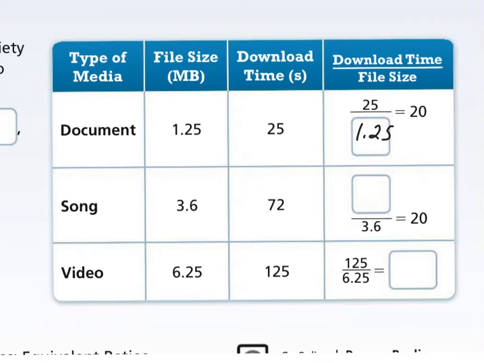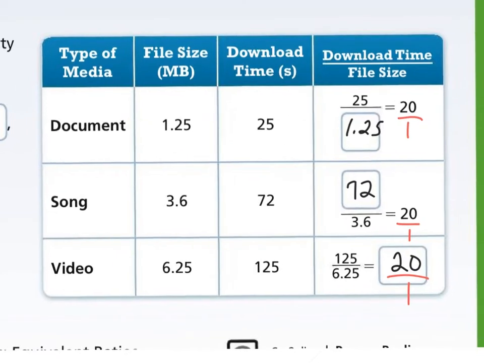We'll trust them on that. The song, 72 seconds for 3.6 megabytes. So 72 divided by 3.6, again they're saying is equal to 20. And the video is 125 seconds for 6.25 megabytes. So that one they've already got set up the ratio 125 over 6.25, and if you divide that out you will get 20. All of these 20s you could put as 20 over 1 if you wanted to.